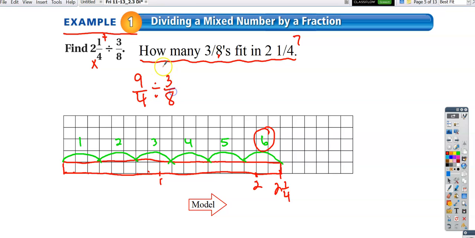Now I don't want to flip it first. I really do want to turn all the mixed numbers into improper fractions first, because if I convert to improper and flip at the same time, I start making mistakes. So now I'm going to rewrite it.